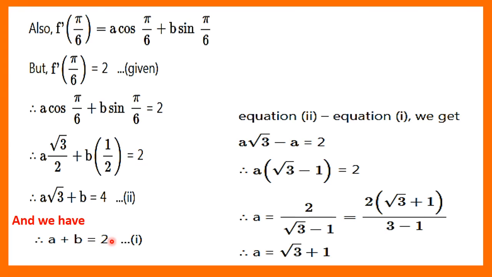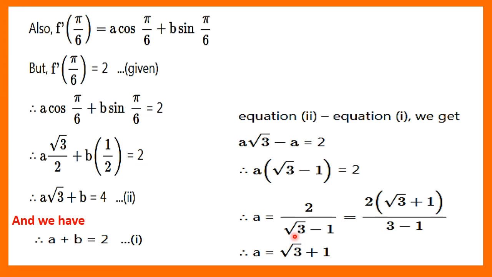We have equation number 1, a plus b is equal to 2. Now equation 2 minus equation 1, we get a root 3 minus a plus b minus b is equal to 4 minus 2, that is a root 3 minus a is equal to 2, b gets cancelled. So a is common in both the terms, a into root 3 minus 1 is equal to 2. Therefore a is equal to 2 upon root 3 minus 1.